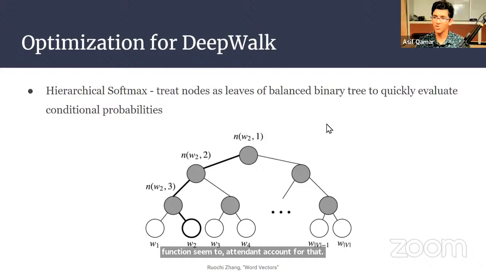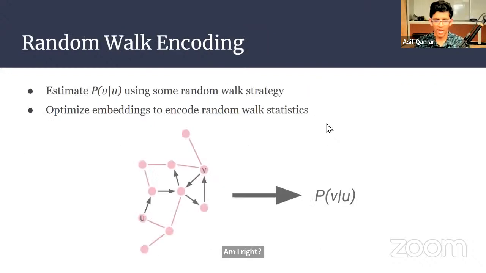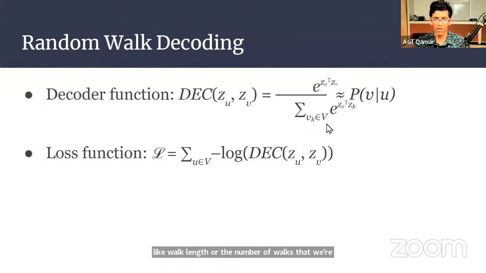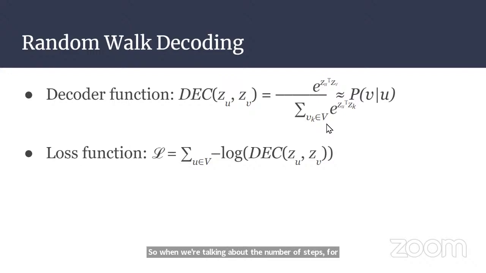Right. Yeah. So it's not directly in the loss function. This actually goes to the encoding step. I'll go back to this slide. So when we say using some random walk strategy, that means we can describe the walk length or the number of walks that we're doing here, and then our loss function will work after that. So the number of steps, for example, is part of the encoding. That's not part of the decoding step. If that makes sense. I see. Okay, got it.